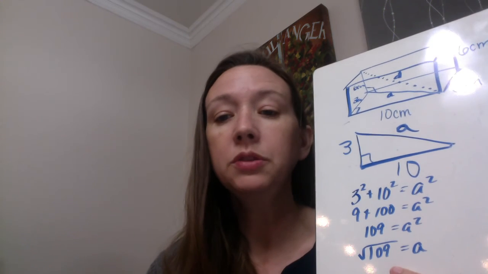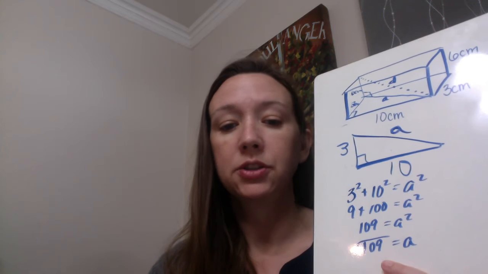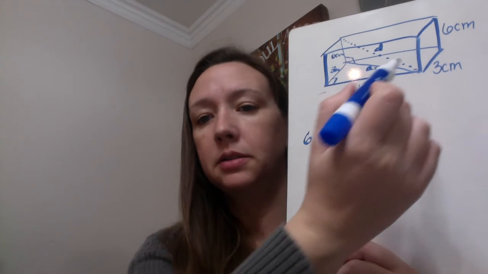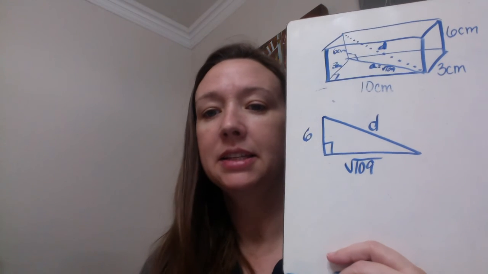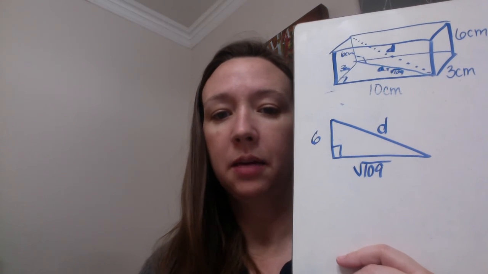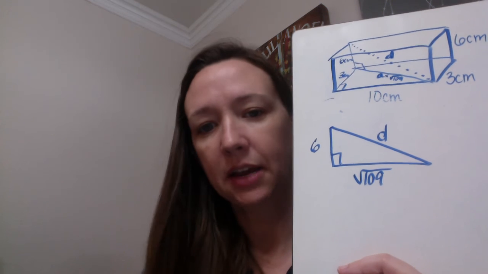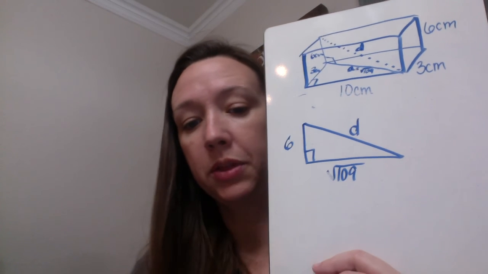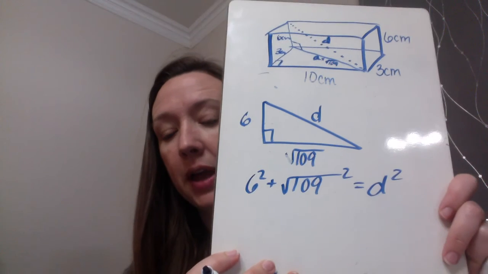Now I'm going to use that information to create my next equation, my next triangle. So this is the triangle that's inside the box right there with that diagonal right there. It's 6, square root of 109, and D. I'm going to run out of minutes here in my video, so if it cuts me off, there'll be a second video to show you the rest. Write your equation using this one with the Pythagorean theorem. Pause and write it. Okay, here's just the equation. I didn't solve it yet, but that's the equation.